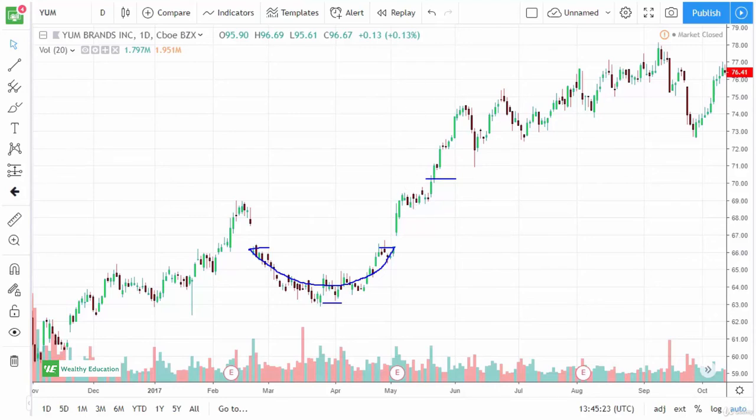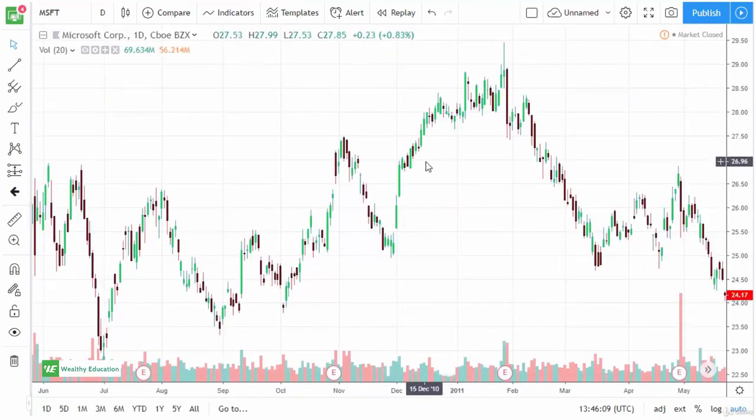Also, something else that I would point out is the longer the time that it takes to form the pattern, the more impressive it will be, because it takes a lot more order flow to make these moves. In this case here, this would have been about 2.5 months. Over here, and the one in Microsoft, about the same, maybe 3 months.